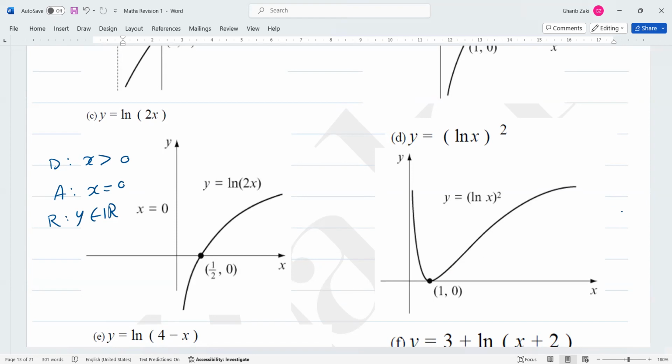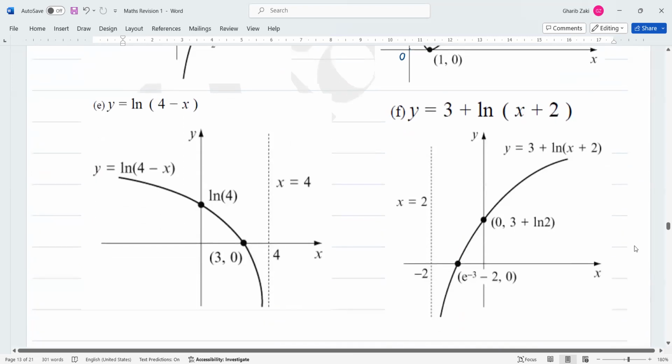Now, part D, can you see it is not ln. It is ln x all squared. So take care for this type of function. The domain x greater than 0. But what about the range here in that one? Oh, the range y can be 0. Then the range is y greater than or equal 0. The asymptote is the y-axis, which is x equals 0.